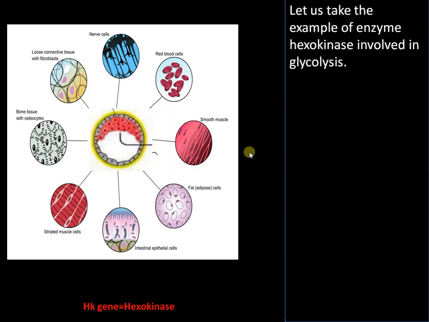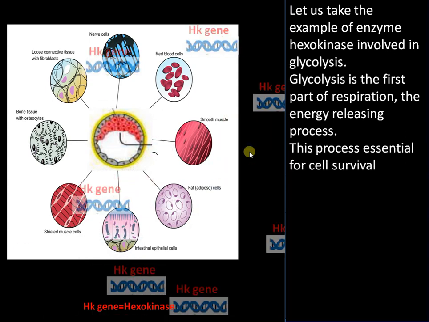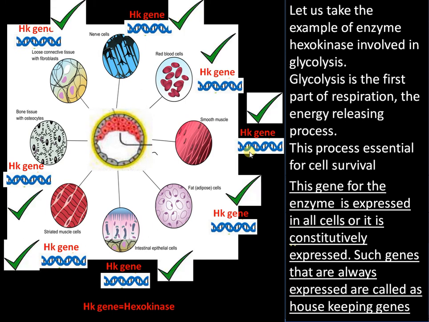Take the example of hexokinase, an enzyme that is involved in glycolysis. Glycolysis is the first step of respiration that is involved in ATP synthesis. It's a universal pathway present in all cells and all organisms. So this enzyme is present in all cells, and this enzyme is active or expressed in all cells. Genes that are expressed in all cells 24/7 constitutively are called housekeeping genes. So these genes are involved in essential cellular activities.